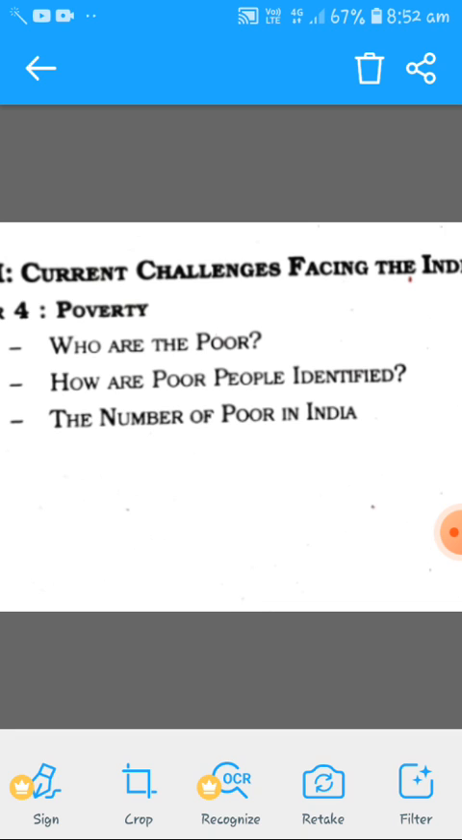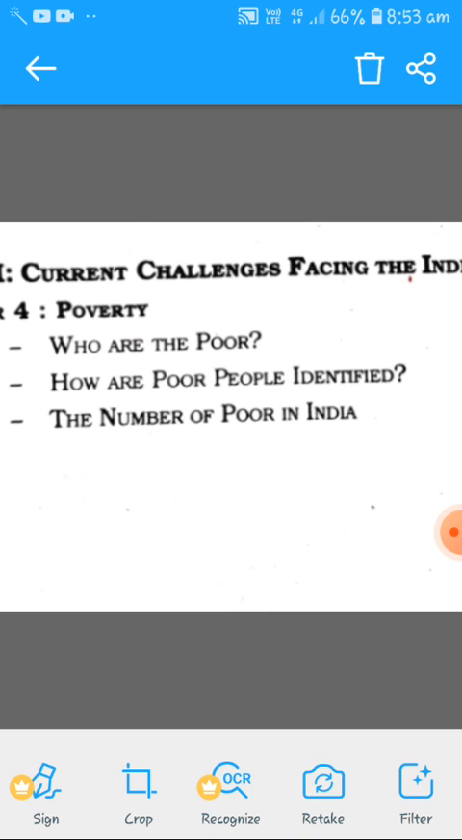So, poverty. What is poverty? Poverty is a situation where people are unable to fulfill their basic needs, that is roti, kapra, and makan. When a person is not able to have all those basic needs, that person is in a situation of poverty, or poor.